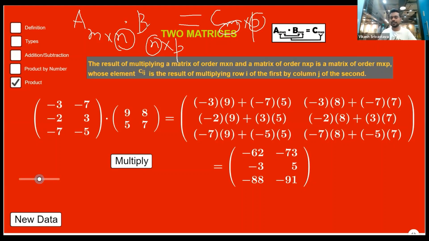So very simple. You just need to verify if these two matrices are multipliable. They will be multipliable only in the case where these two numbers are equal. And what will be the order of the resultant matrix? The resultant matrix will have m number of rows, which will come from the first matrix, and p number of columns, which will come from the second matrix. So the order of the resultant matrix will be m cross p.